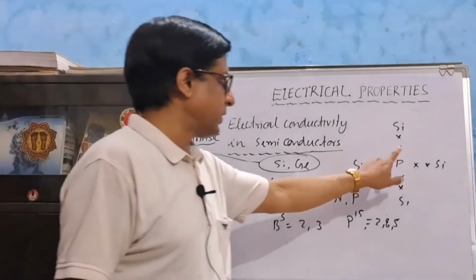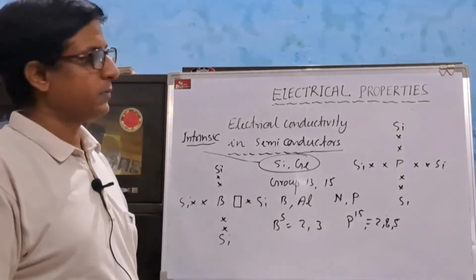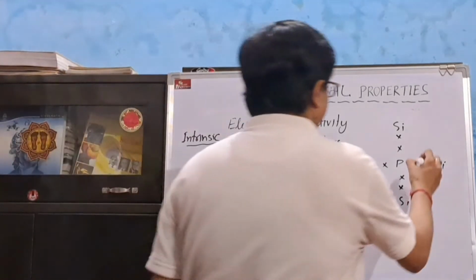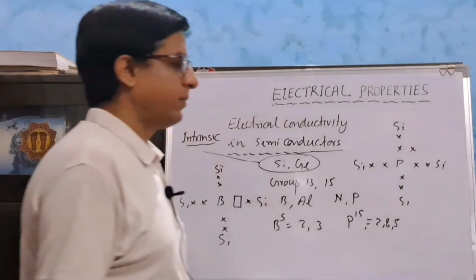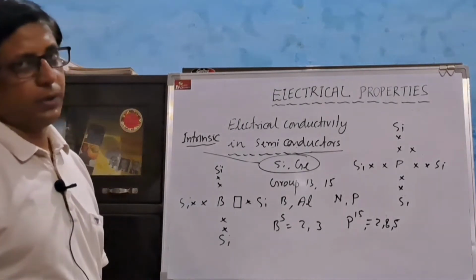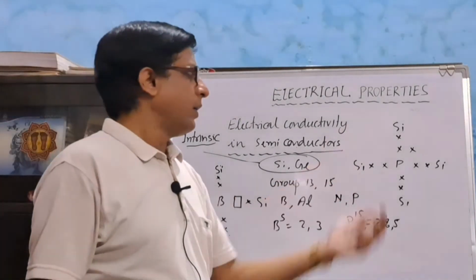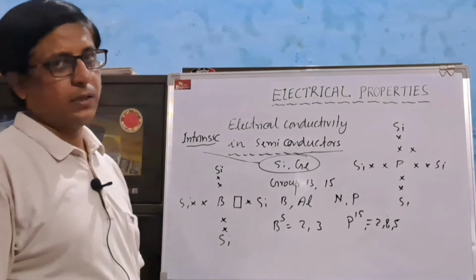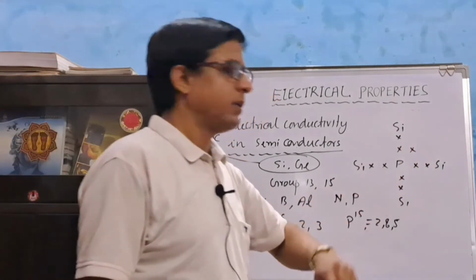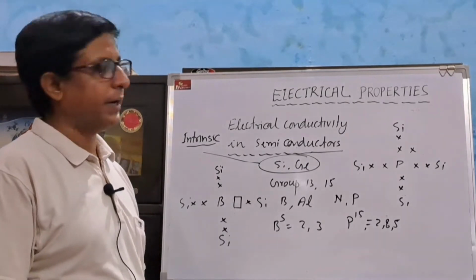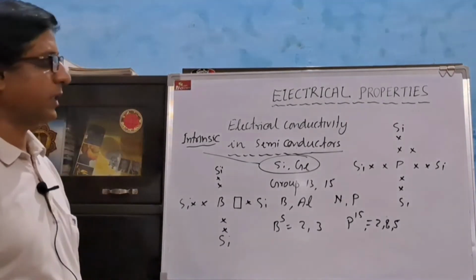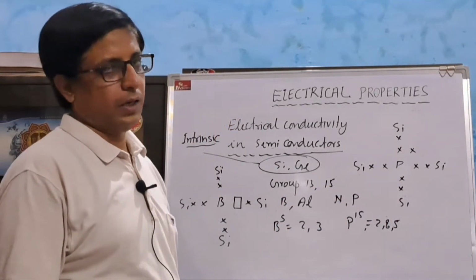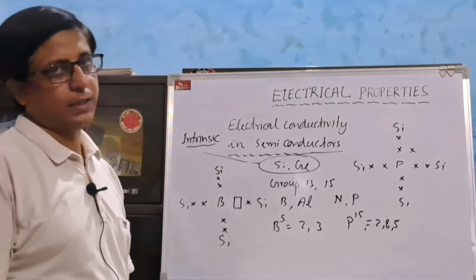Now 4 valency electrons of phosphorus combine with 4 silicon atoms to form single covalent bonds, but the fifth valency electron of phosphorus remains unbonded. Now there are many phosphorus atoms inside the silicon crystal, therefore there are many electrons present inside the crystal lattice, and upon application of an electrical field, these electrons move to the opposite electrode, so there is electrical conduction.